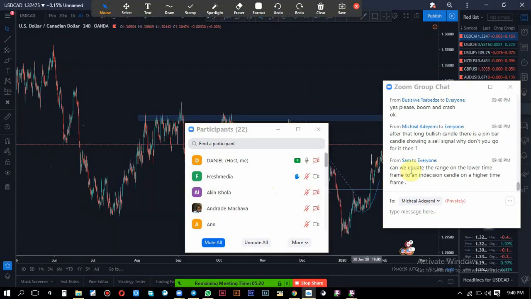Sam, can we get the range on the lower time frame in an indecision candle or a time frame?